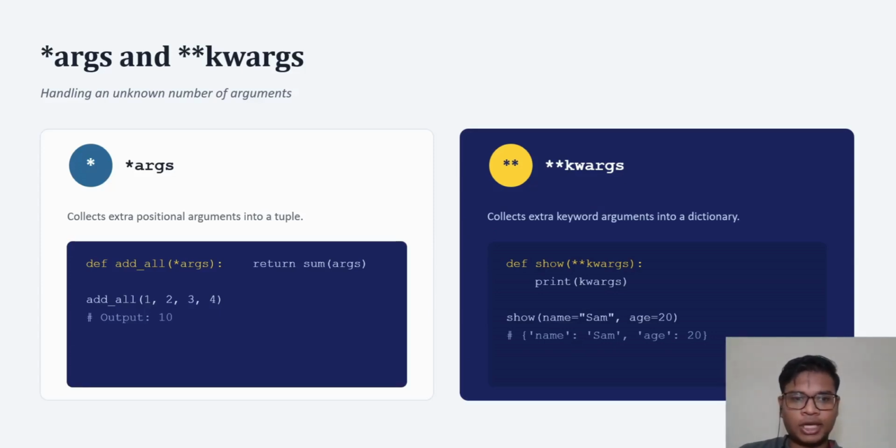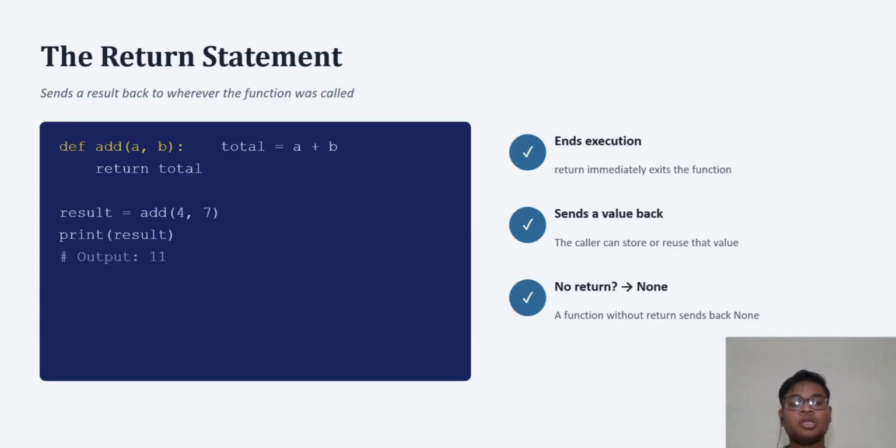I hope it's done. So the most important thing is the return statement. It sends a result back to wherever the function was called. Return means the end of execution. If you have to end any execution, you put return, which immediately exits the function. Therefore, we put the return statement.